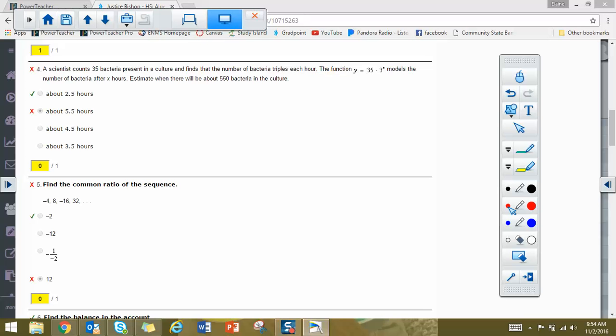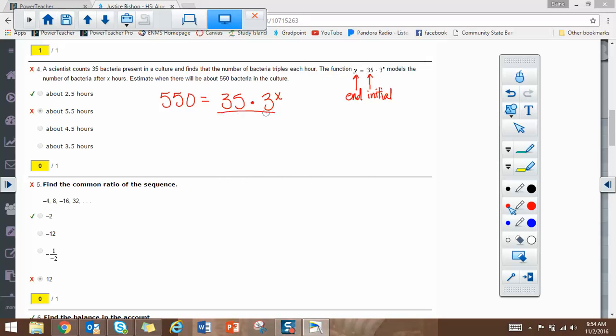So this is your initial and this is your ending. So end and initial, and this will always be true in this formula. So we're going to put 550. We want to know when there will be 550. So that's 35 times 3 to the x. We're actually solving this equation for x.